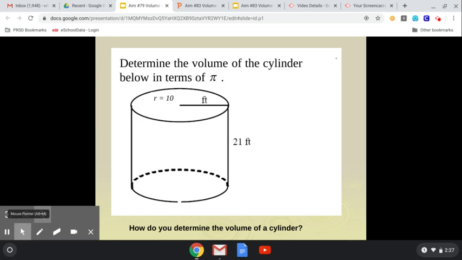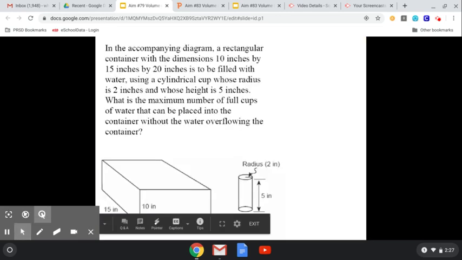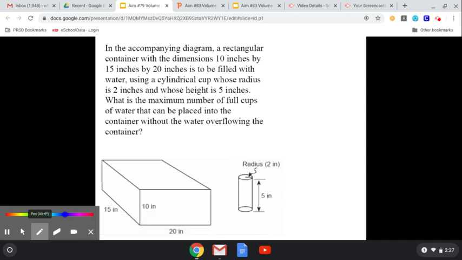Okay, last one of the day. Here we go. It's a hard one. I want you to hit pause, try it on your own, then we'll come back and talk about the answer.